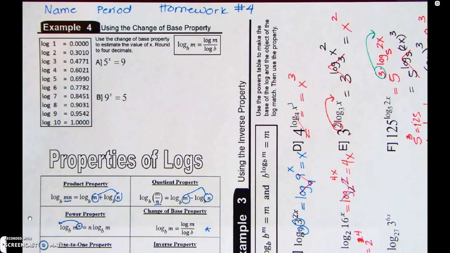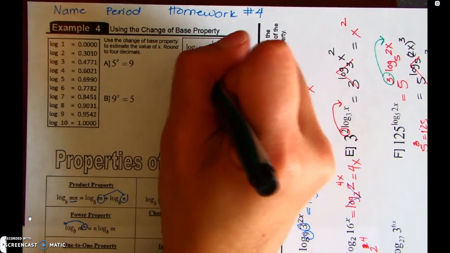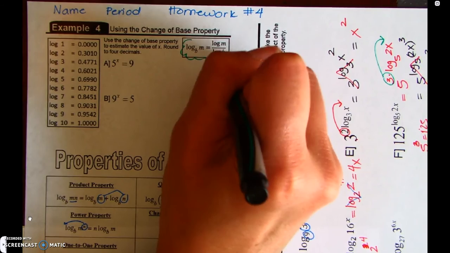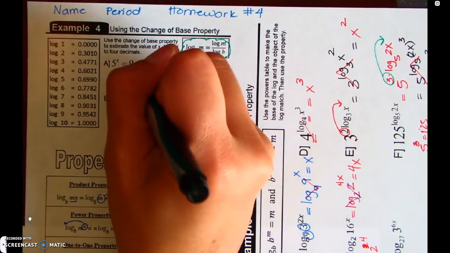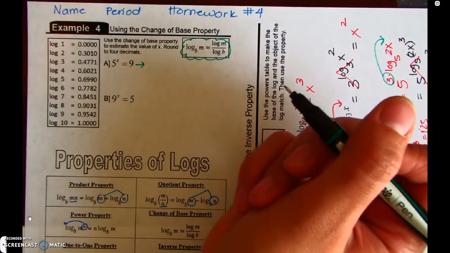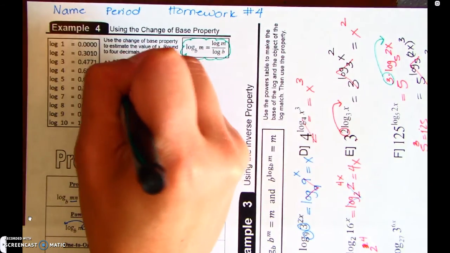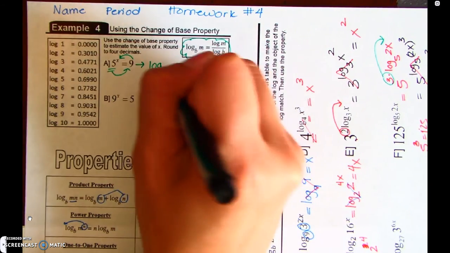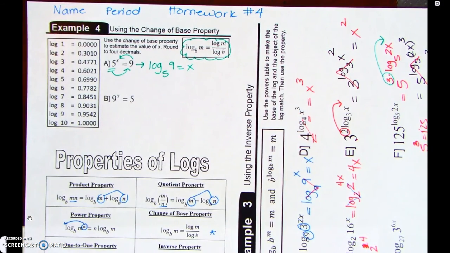Okay, our last example, example 4, is using the change of base property. So if I have this property, it means I can change my base so that it looks like this. Okay, it's actually a division problem. Well, I know, and you guys learned, that I could rewrite this as a log function. You're going to write log base 5, and then you're going to go in a circle. Log base 5 of 9 is actually equal to x. So we need to figure out what x is equal to.